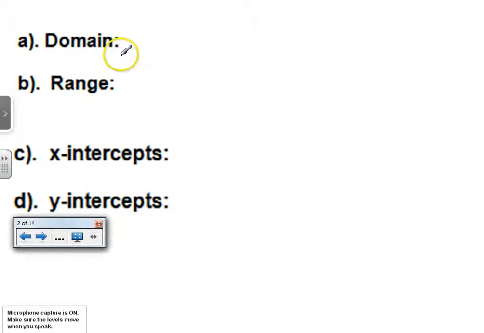Domain, there's a formal definition, but we're just going to write down all the x values. It's the x values for which the function exists. The range would be all the y values.